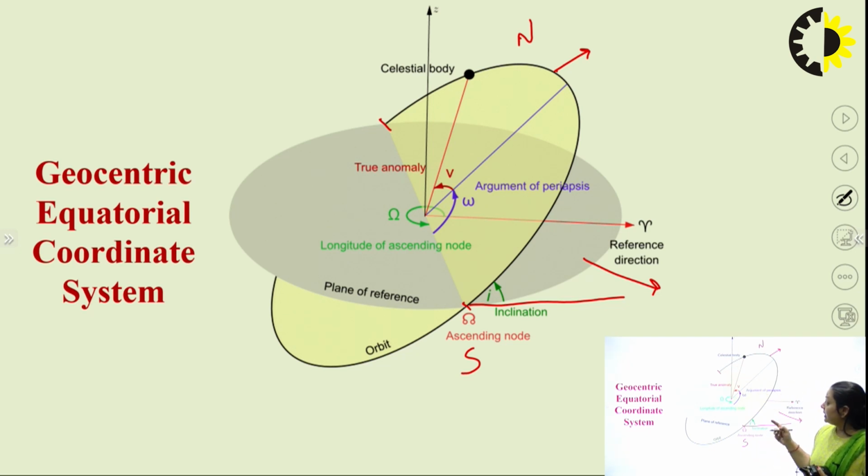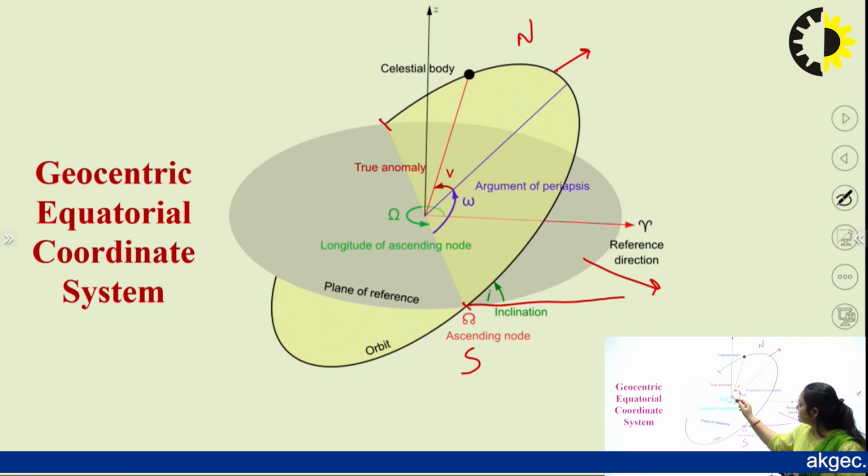Next one is the angle, the right ascension of the ascending node. The angle which the equator makes with the ascending node gives your ascending node, and it is denoted by omega, that is your longitude of the ascending node.